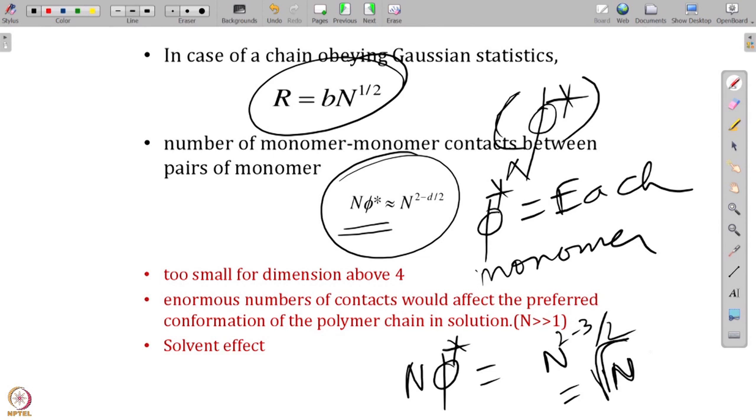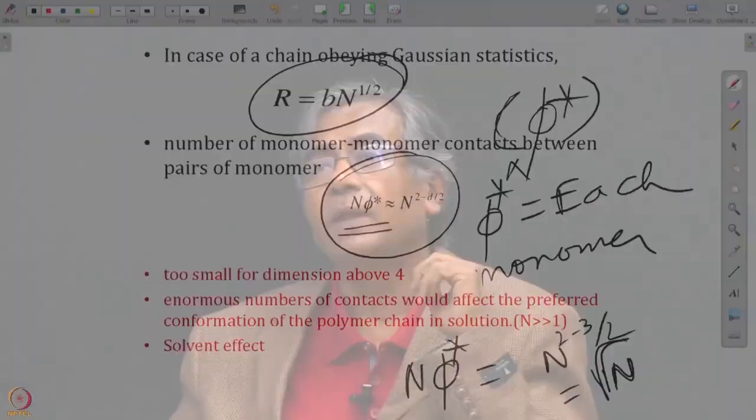If I take 100 million, which is a very good number for polymers, then 100 million means 10 to the power 8. So, I have 10 to the power 4 contacts. There will be 10,000 contacts, and contacts cannot be allowed. So, you immediately see that if I exclude the contacts, then the size of the polymer will increase. The simple analysis tells me the Gaussian polymer chain is inadequate.